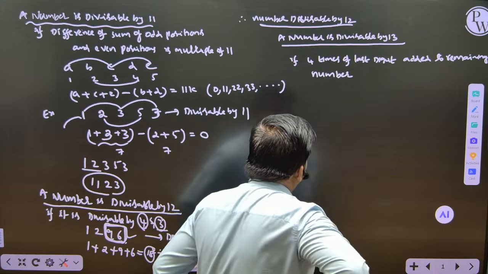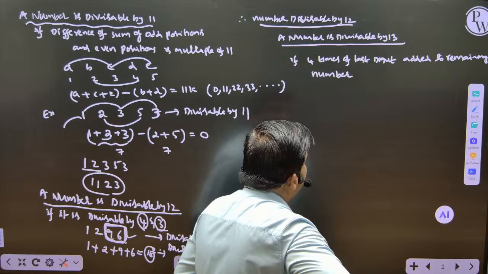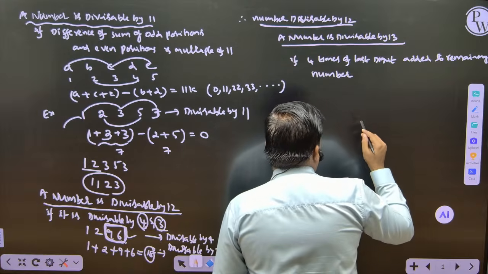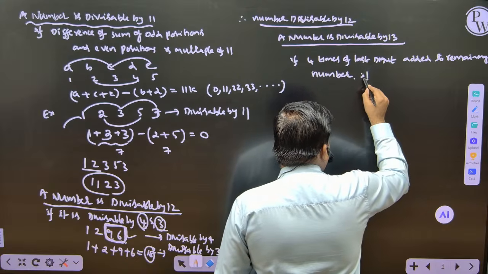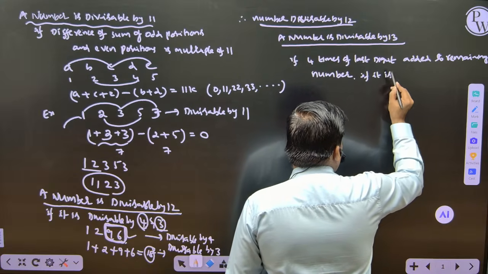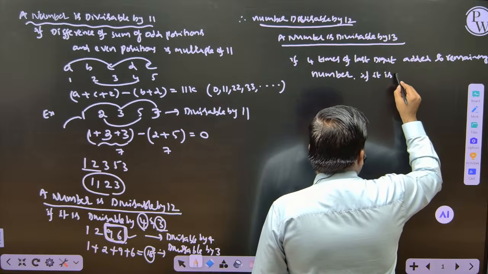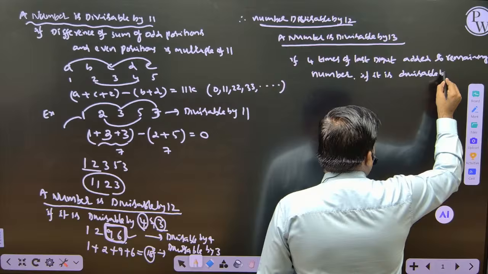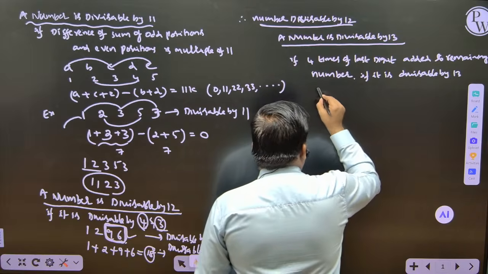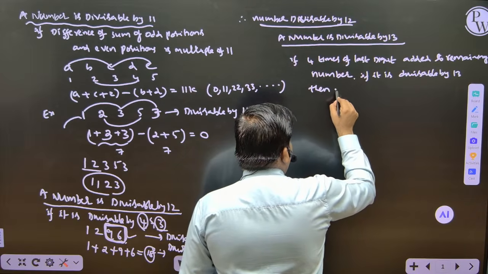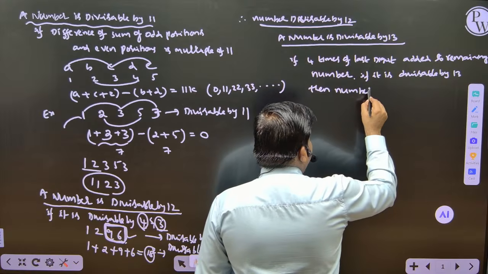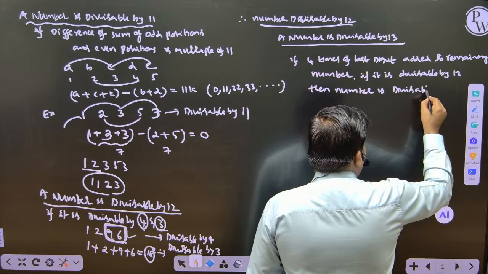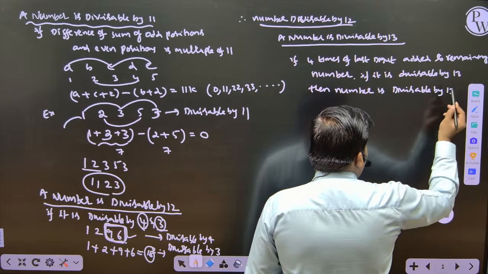If 4 times the last digit is added to the remaining number, and if the result is divisible by 13, the number is divisible by 13.